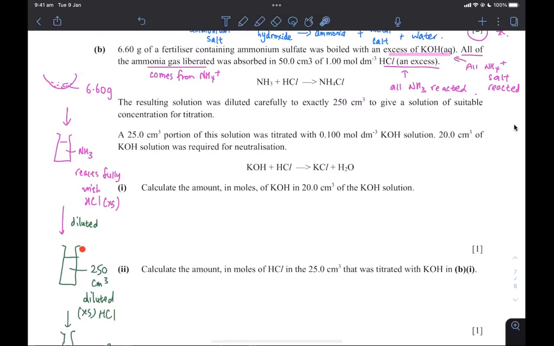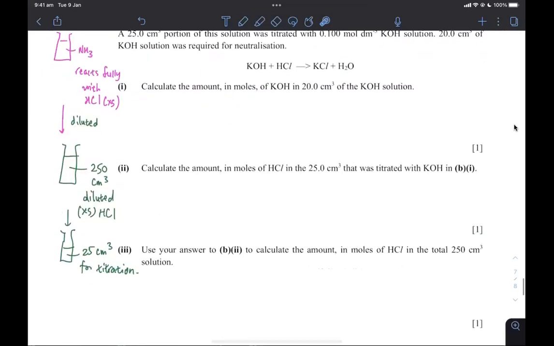In a 250 cm cube volumetric flask, you make it up to exactly 250 cm cube. And from there, you take 25 cm cube for your first titration. We don't use all 250 for titration because you will need a lot more volume in your burette.